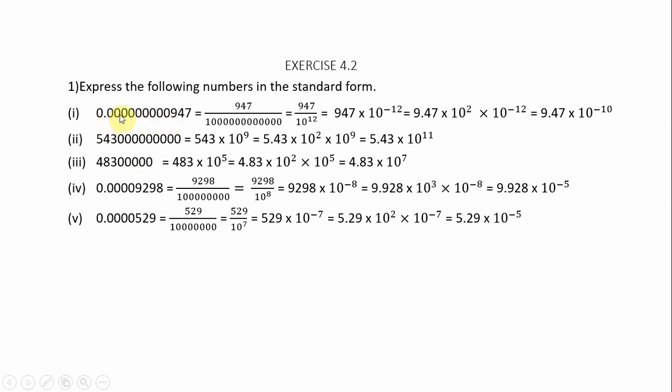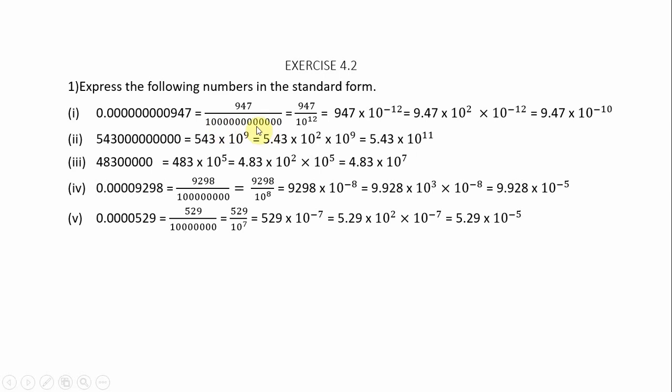9 zeros. 000, again 000, again 000 means 9 zeros I have studied, and in addition to that you have 947, right? So after the decimal you have how many digits? 9 plus 3, 12 digits are there after the decimal. Do you understand? After the decimal, count all the number of digits. Now, eliminate all the zeros and write only 947 in your numerator and 12 zeros in the denominator. Understand how many digits are there after the decimal? 12. Therefore, here 12 zeros in your denominator.